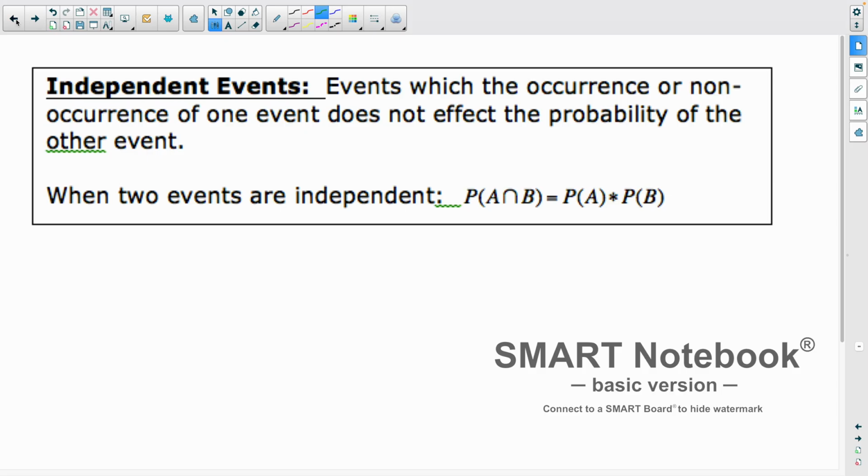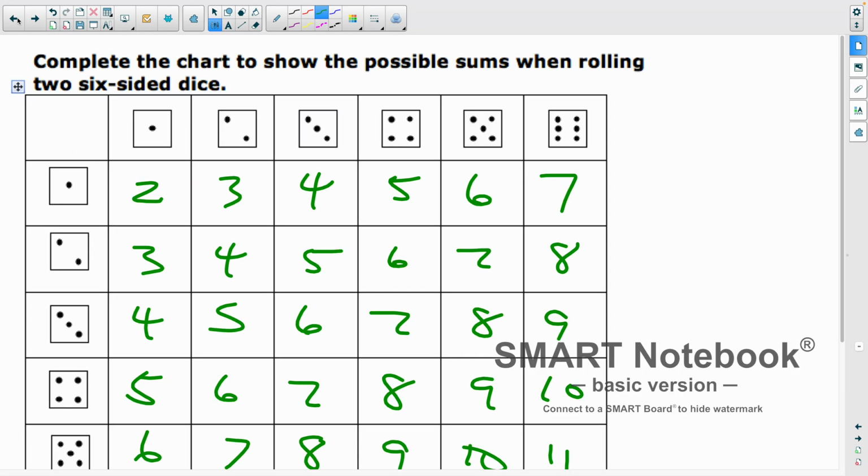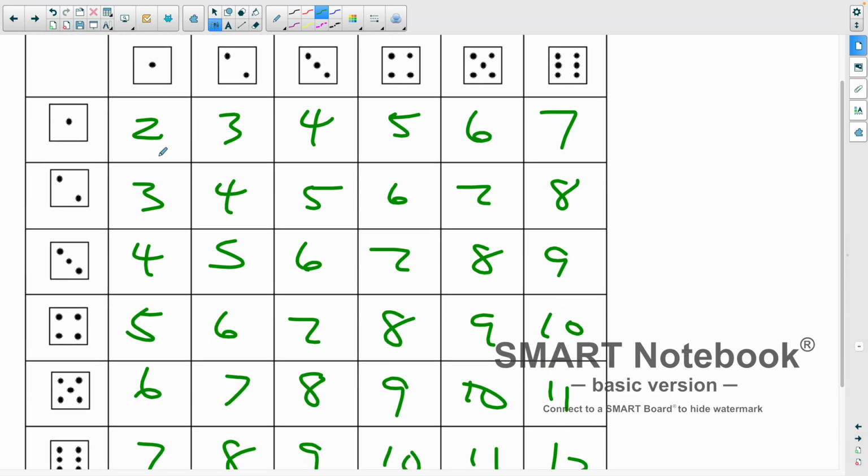So what's the possibility of throwing the sum of 6? Well, how many 6s do I have in my sample space? 5. I have 5 of them. Okay? I have this right here, there, and there.